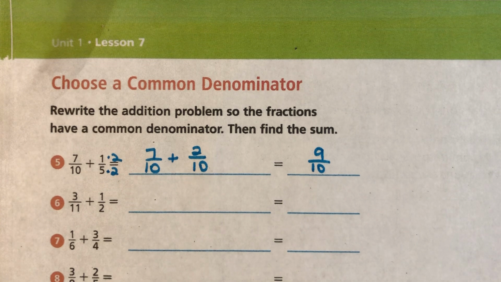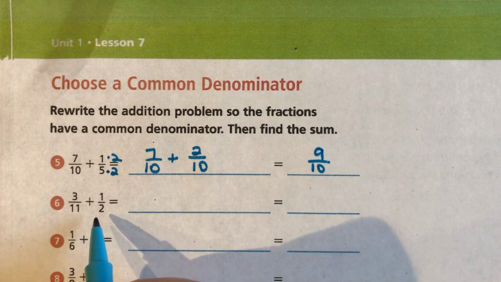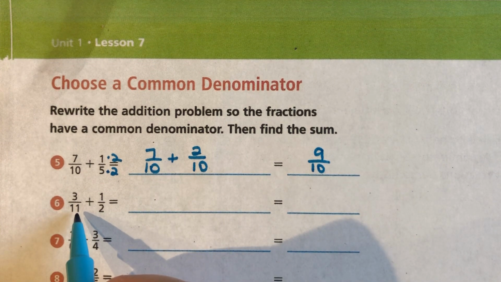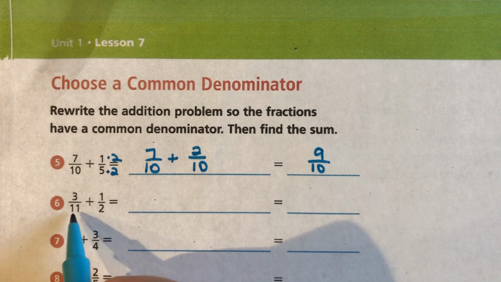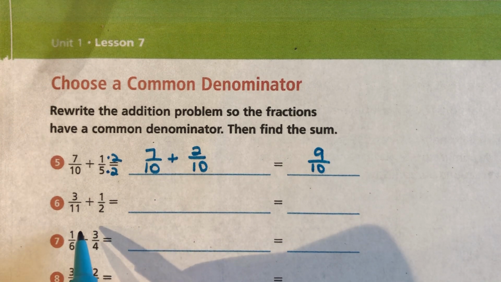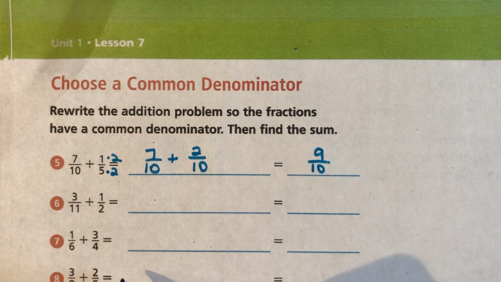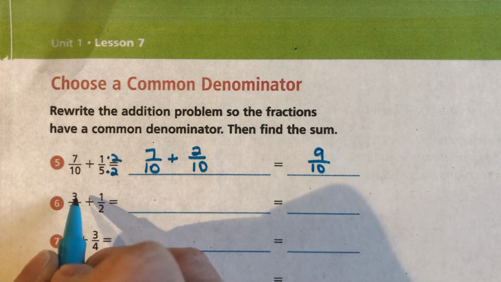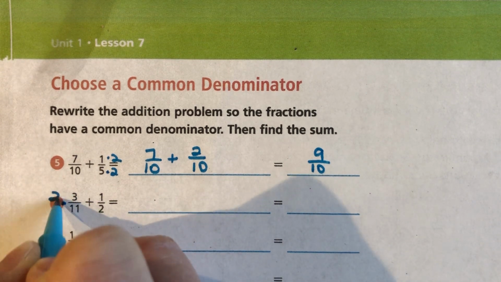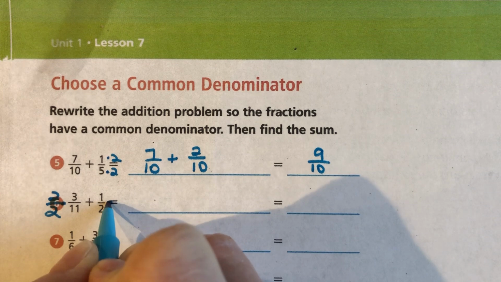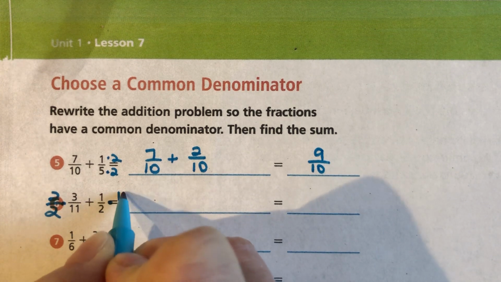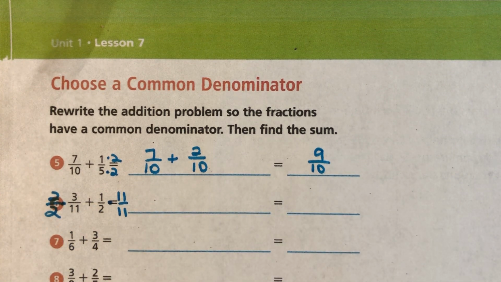All right, for number 6, I have 3/11 and 1/2. I can't multiply 2 by anything to get 11. And the first number that 2 and 11 would have in common, if you counted by them, is 22. So this is one where I would multiply each fraction by the opposite fraction's denominator. So I'm going to take 3/11 times 2 over 2 and 1/2 times 11 over 11 and rewrite my problem. This is just like when you compared.